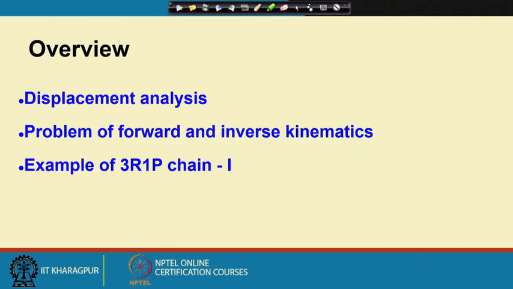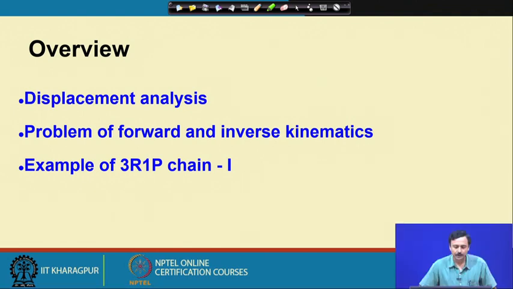We are going to continue our discussions on displacement analysis. So, the overview of today's lecture is as shown on the screen. We will go through the problem of displacement analysis in brief, look at the problem of forward and inverse kinematics, and then finally, we are going to look at an example of this 3R1P chain of type 1.